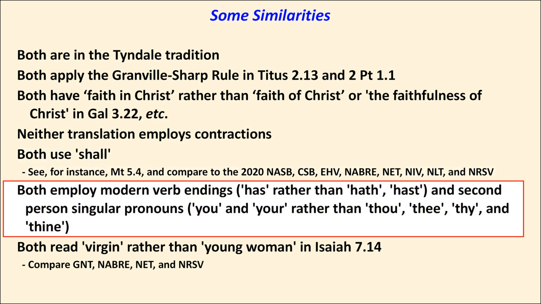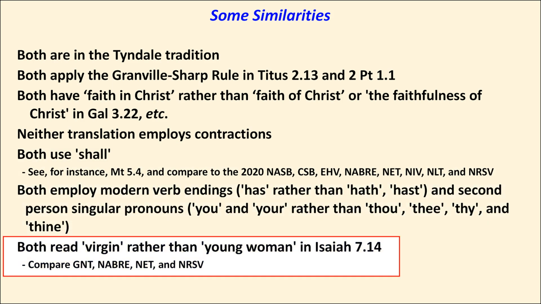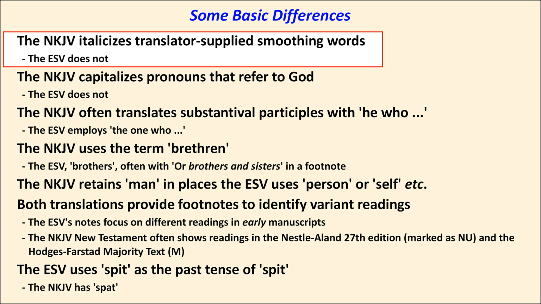Both, of course, use modern verb endings and modern pronouns. Both have virgin rather than young woman in Isaiah 7:14. There are some significant differences between the two translations. The NKJV marks words translators supply to smooth the English, words that don't correspond directly to anything in the source languages, with an italic font.